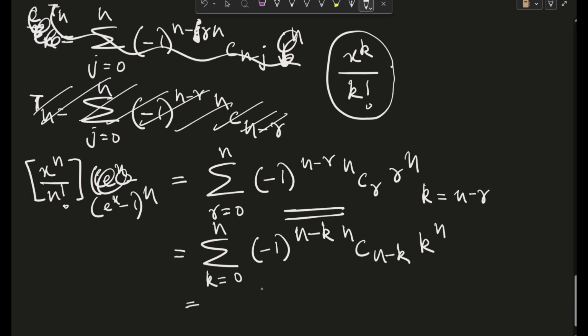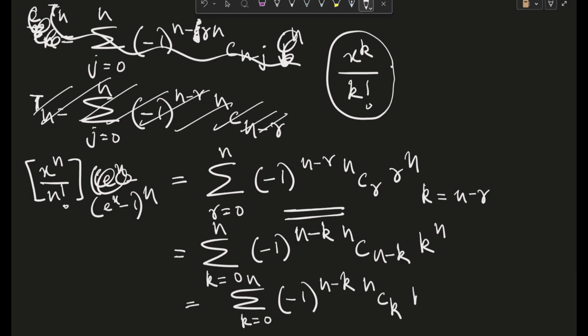So we can write this as sigma k equals 0 to n, I guess this thing will be (-1) power n minus k and n C k, k power n. I just wrote it in terms of k. Actually, no significant change. I thought it would look something different. Anyways, if there is no significant change, I have to then go on into the e power x minus 1 expansion part.